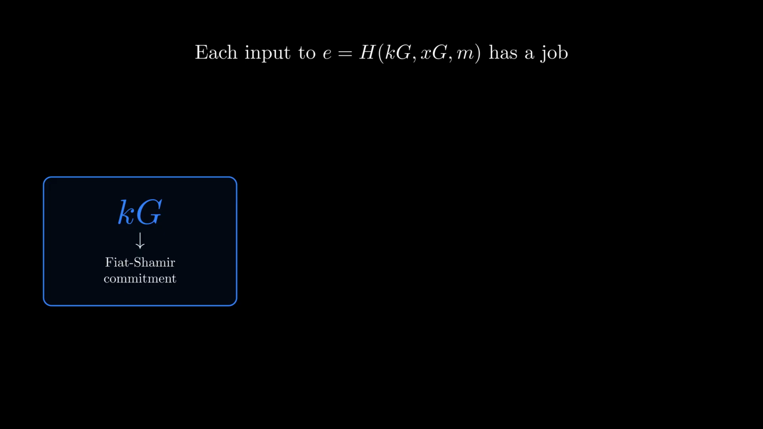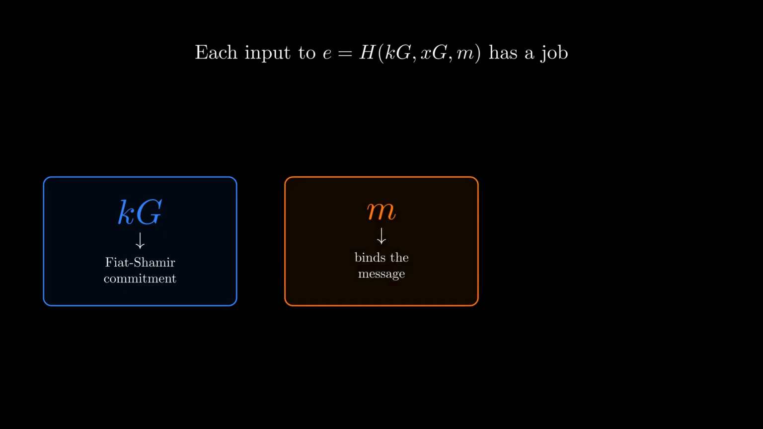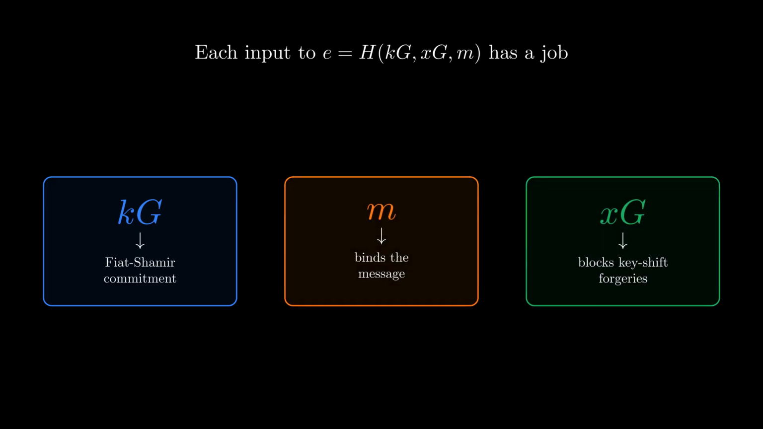And remember, the inputs to the challenge hash aren't arbitrary either. KG enables Fiat-Shamir, M binds the message, XG blocks key shift forgeries. Each input has a job.